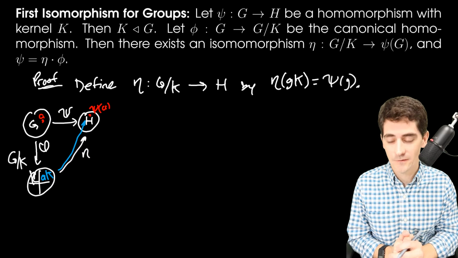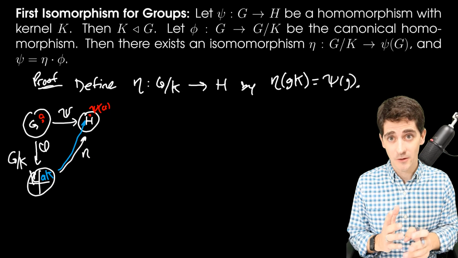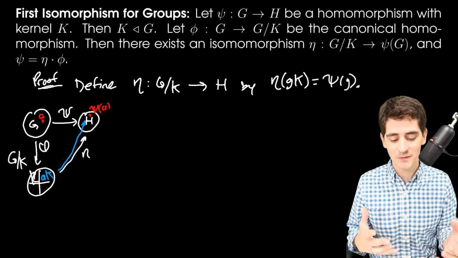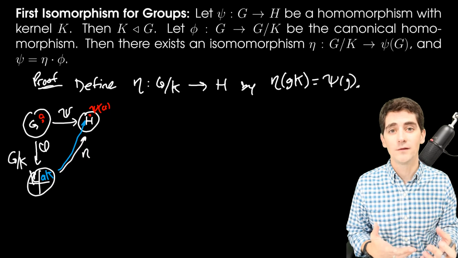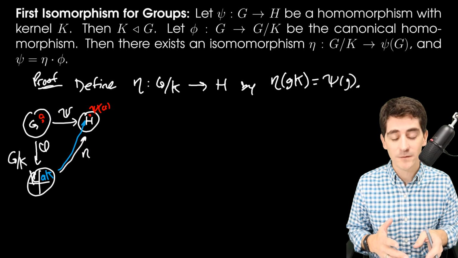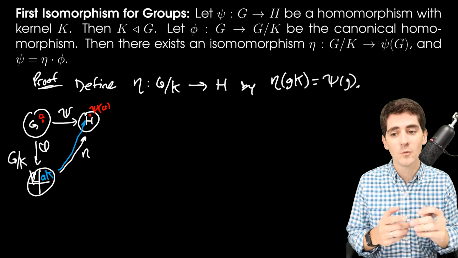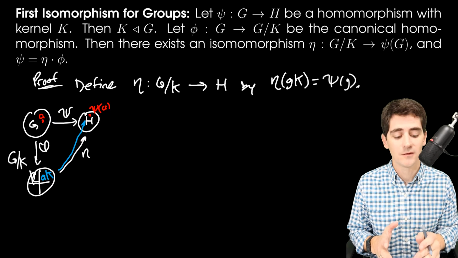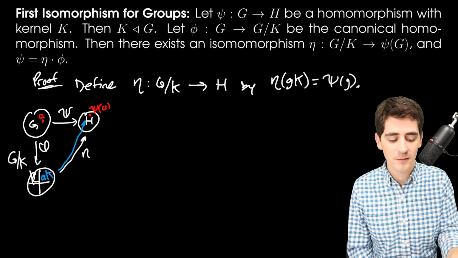So we need to show a few things. First, we need to show that this mapping actually makes sense, that I didn't just make up something non-existent. So we'll call that well-defined. Then we need to show it's a homomorphism, and since it's an isomorphism, that is a homomorphism that is one-to-one and onto. So I need to show those two things as well. All right, so let's first start with well-defined.